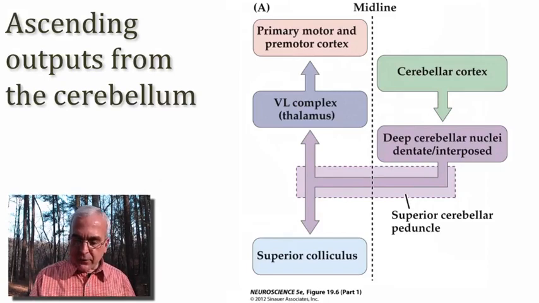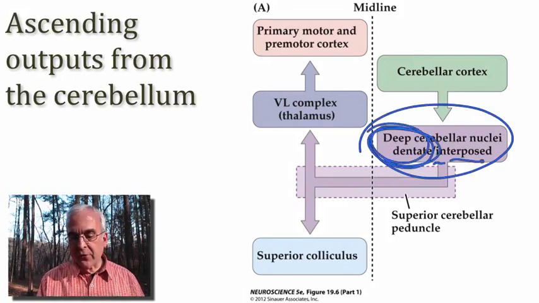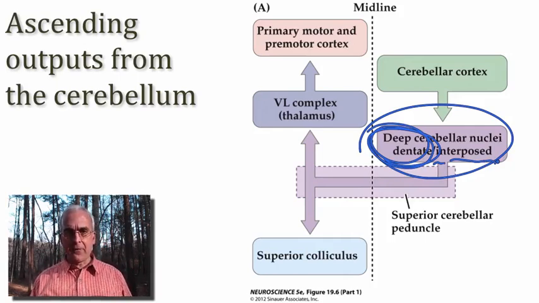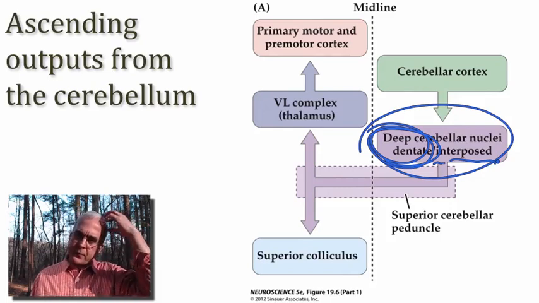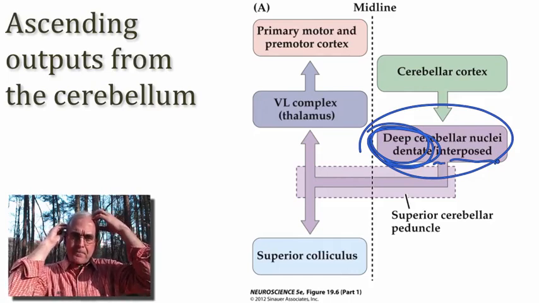So the source of these outputs are the deep cerebellar nuclei, specifically the dentate nucleus, and perhaps the interposed nuclei as well. But the dentate nucleus quantitatively is the largest and most significant of the sources of these ascending cerebellar outputs. So recall again that we've got a bit of a challenge, that one side of the cerebrum is related to the opposite cerebellum.